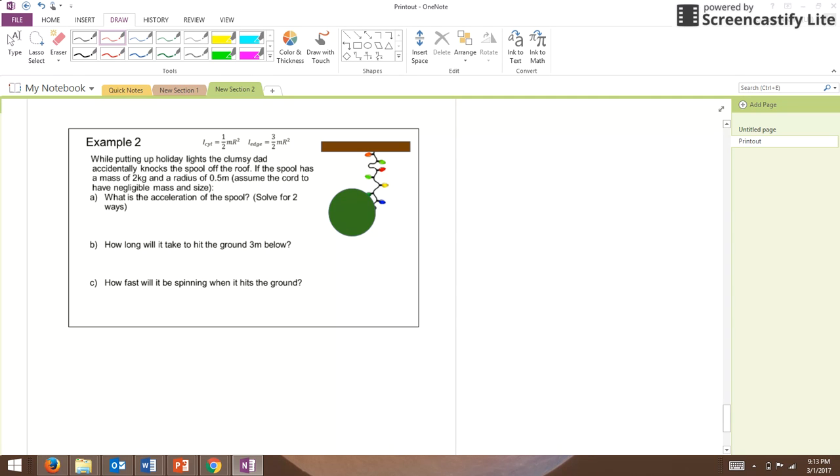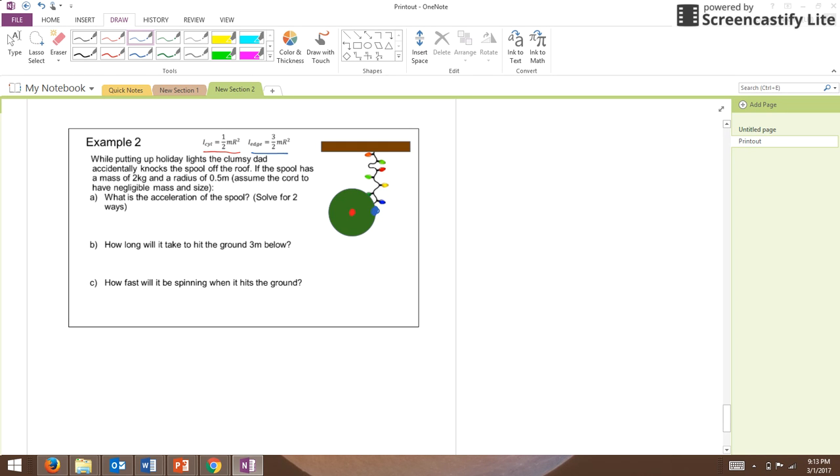It says to solve it two different ways, and you'll note it gives us two different moments of inertia. So we're going to solve it once where it rotates around the middle, and once where it rotates around the edge.